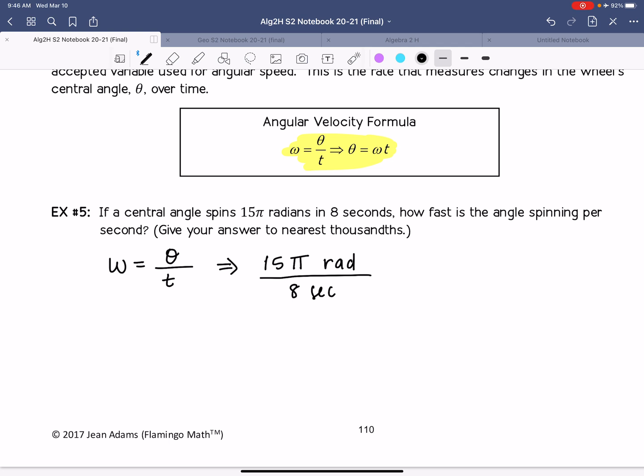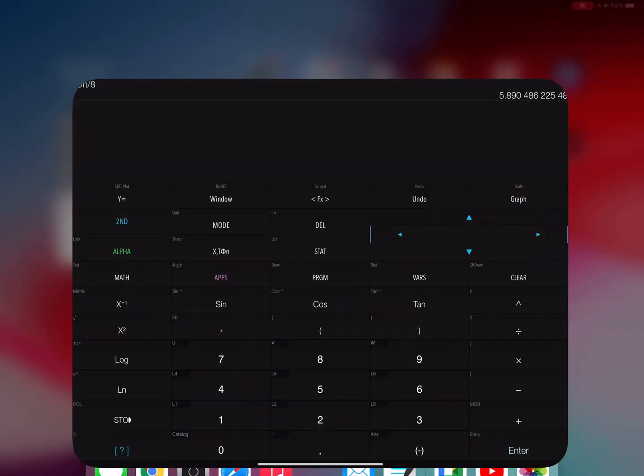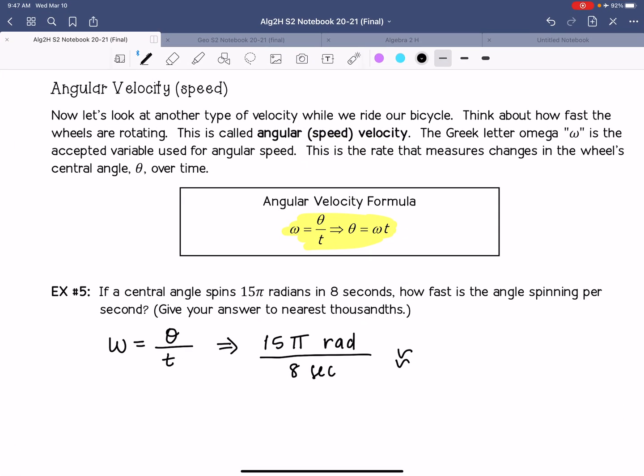And then that's all we have to do. We're just going to type this into a calculator and get how many radians per second. So 15 pi divided by 8, and we get 5.890 radians per second.